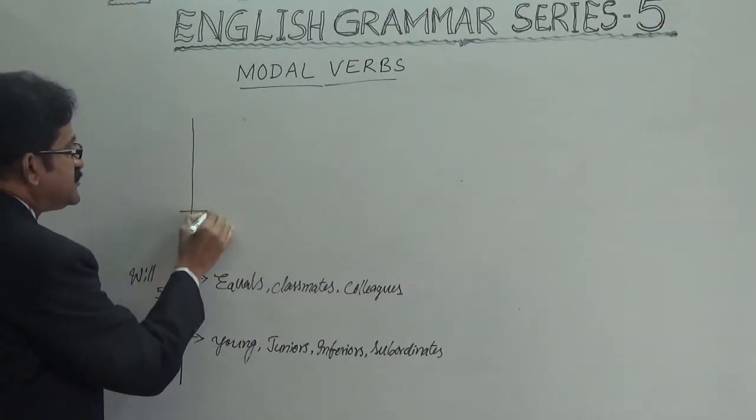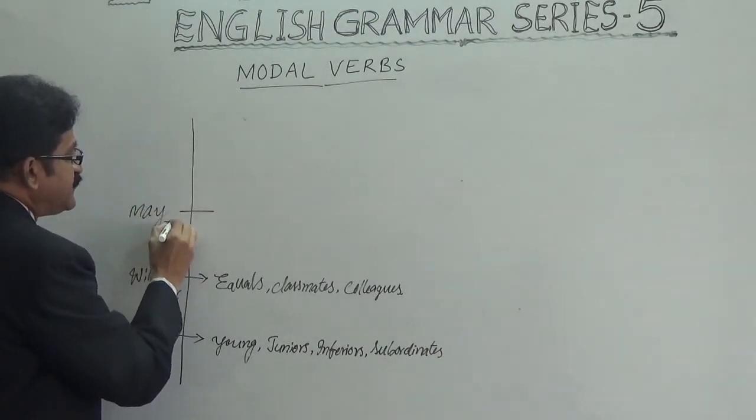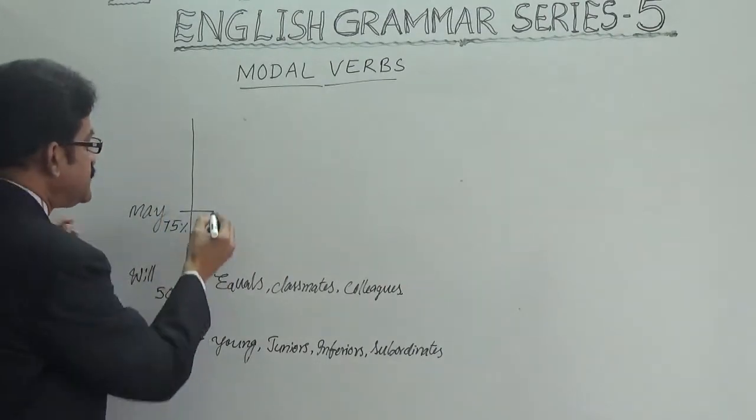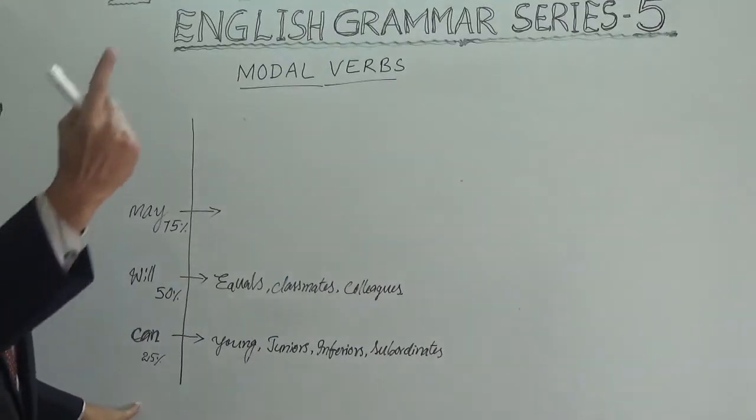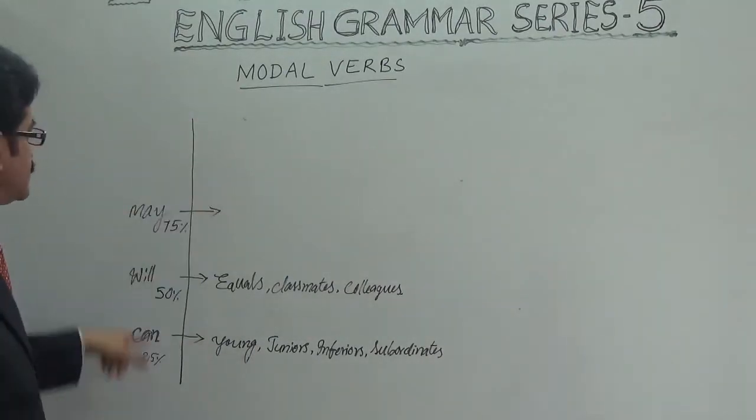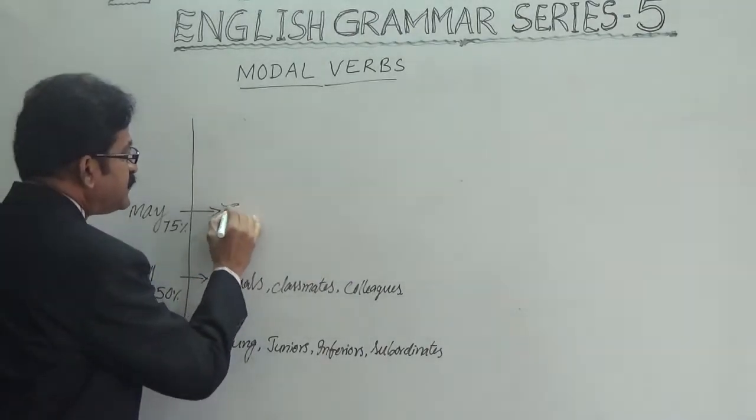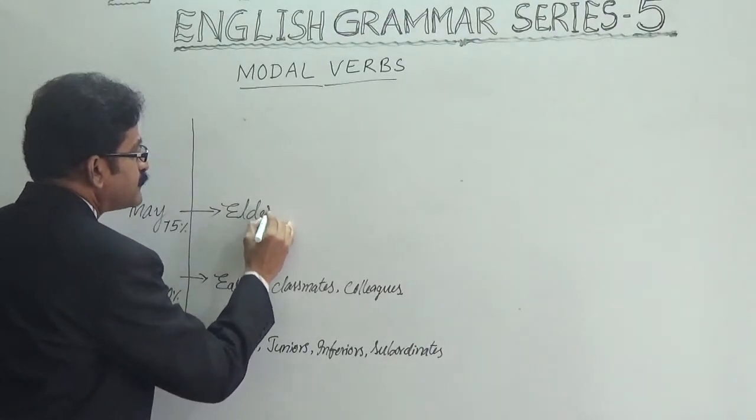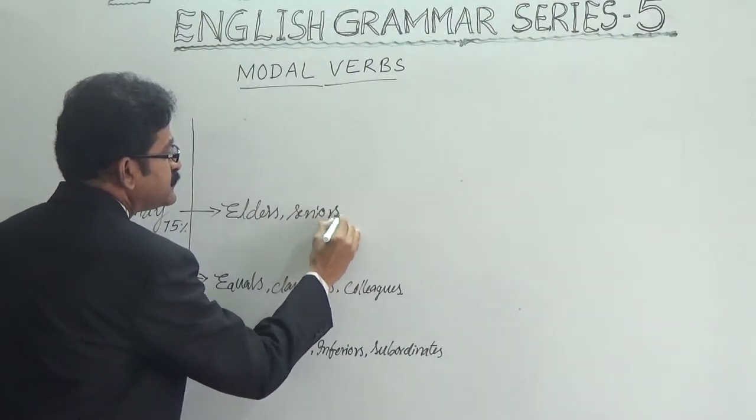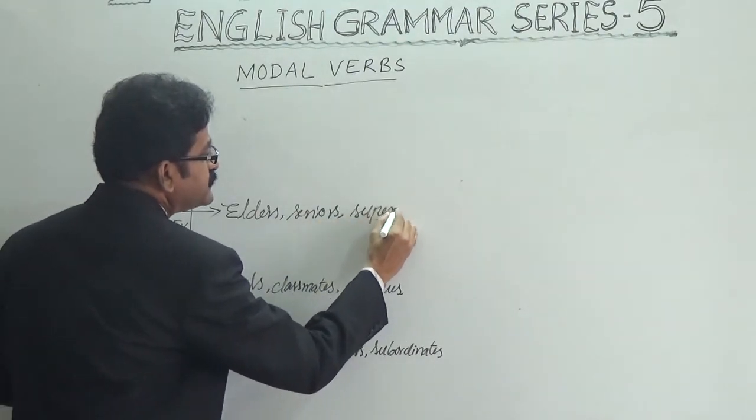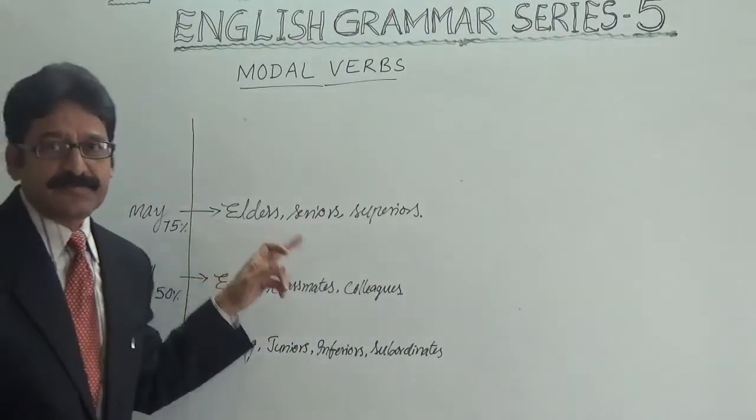And in the third category, we can use may, which contains 75% respect. All these percentages are giving respect to the opposite. Isn't it? Here 75%. It is used for elder people, elders, seniors, superiors, like that. For example, elderly people.